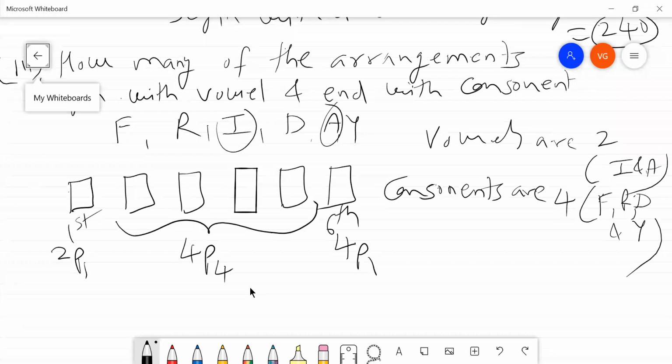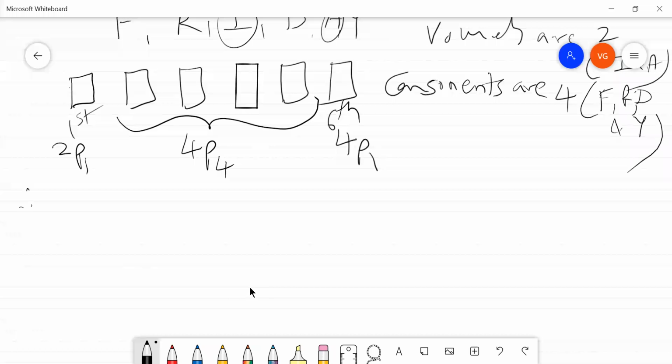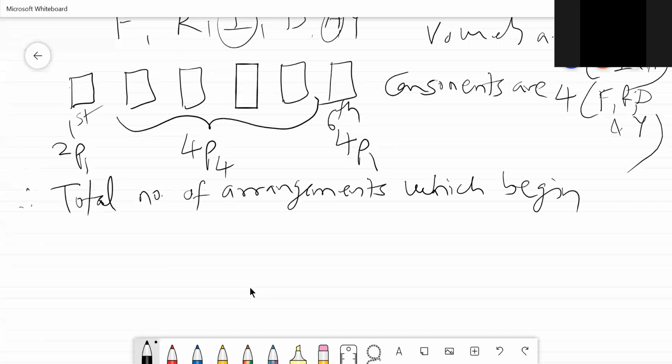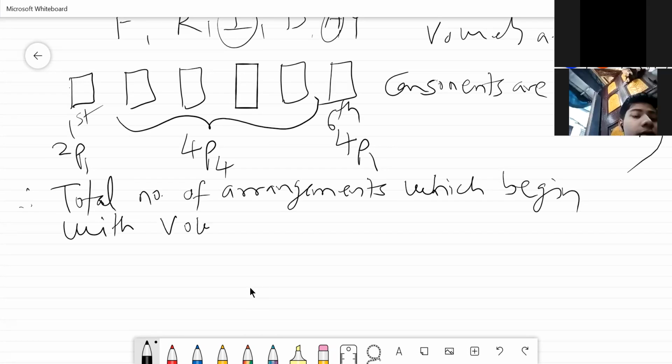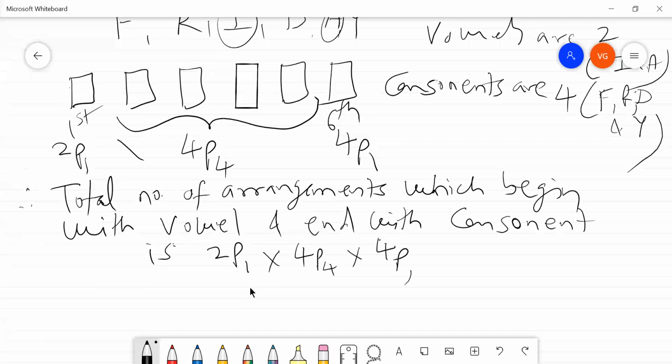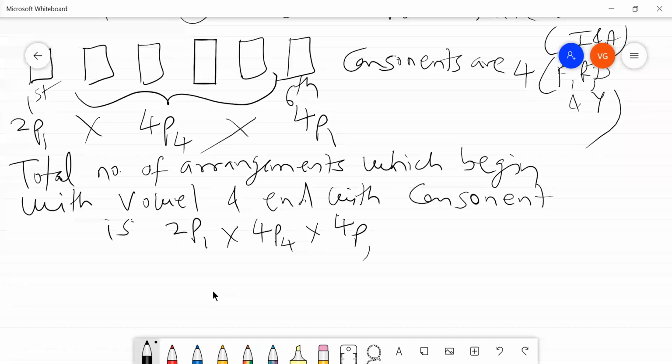So therefore, by our fundamental theorem, the total number of arrangements which begin with a vowel and end with a consonant is given by 2P1 multiplied by 4P4 multiplied by 4P1. Okay. So you have to multiply them.